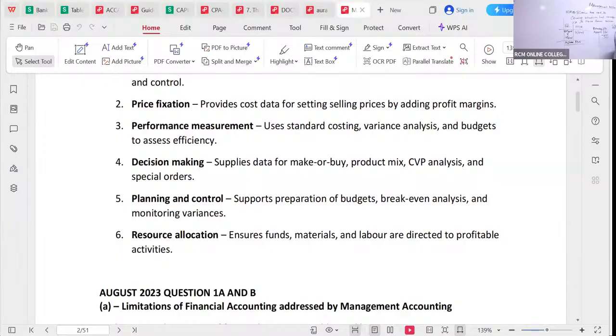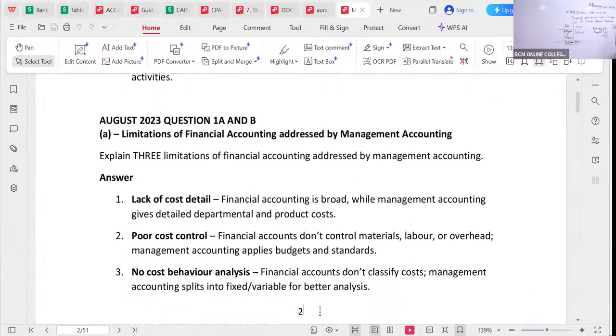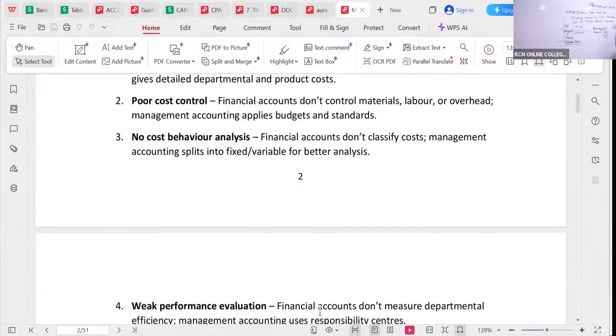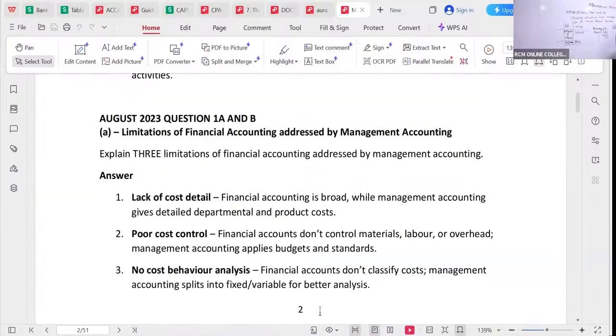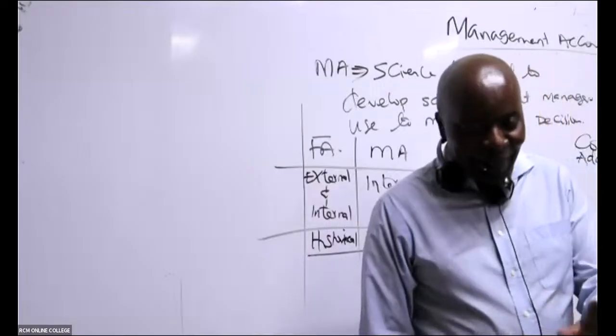Here they wanted us to give them limitations of financial accounting addressed by management accounting. There are many limitations that financial accounting has. You see, financial accounting, ladies and gentlemen, makes the assumption that everything in life is all about money. That is why all the financial statements here are monetary.